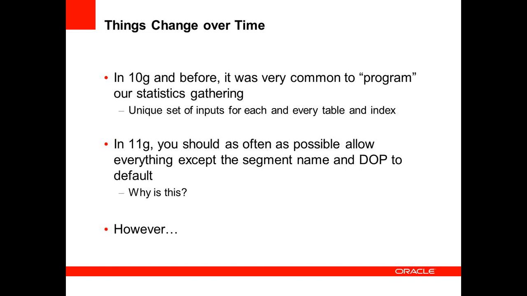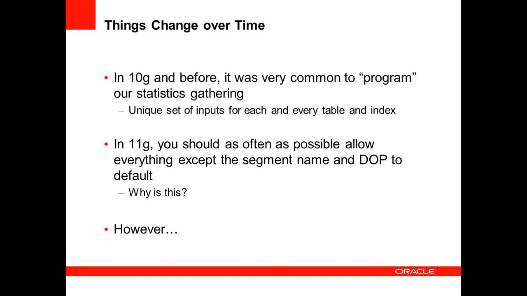Starting in version 11, you will find if you leave the estimate percent to default to an auto sample size, the statistics you get will be almost as good, if not better, than a full compute statistics in 10G and before was. And you will find that the auto sample size in 11G is going to be as fast as using a 10% or smaller sample was in 10G. Meaning, with the auto sample size in 11, you're going to get stats that are nearly perfect, and you're going to get them as fast as if you were using a sample in previous releases.